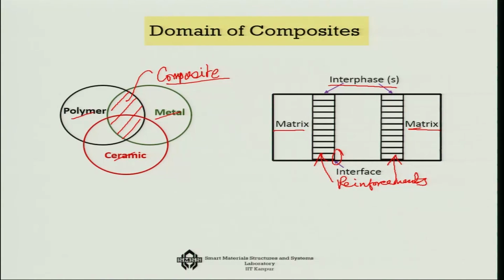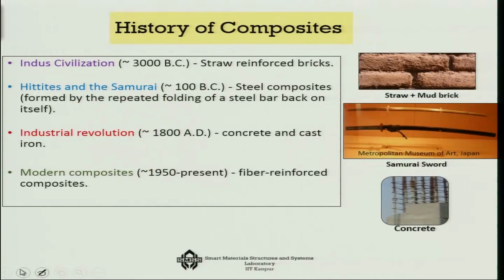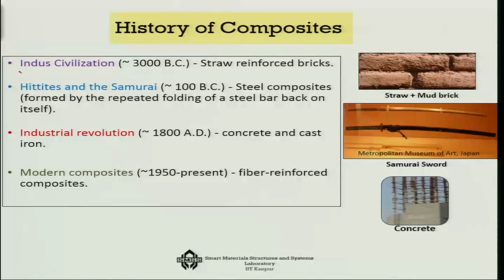If that happens, then the purpose of the composite will be defeated. If you look at the history of the composites, we can claim that it is our country who are the doyen in terms of development of composite materials, because something like 3 to 4000 BC, Indus Valley civilization, you would see the first application of reinforced composites, which is in the form of straw plus mud brick.